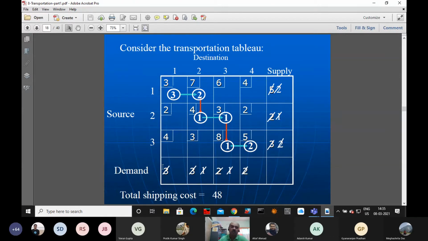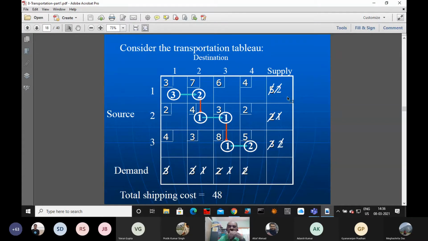So what should we do? Already 3 units is fulfilled. So this 3, the demand, is fulfilled. So we have to drop out the first column. Once you have allocated 3 units, we drop out, or we can put a line on the first column, meaning there is nothing. This 3 is reduced by 3, so it is 0. Nothing is left out. So the first column is gone.